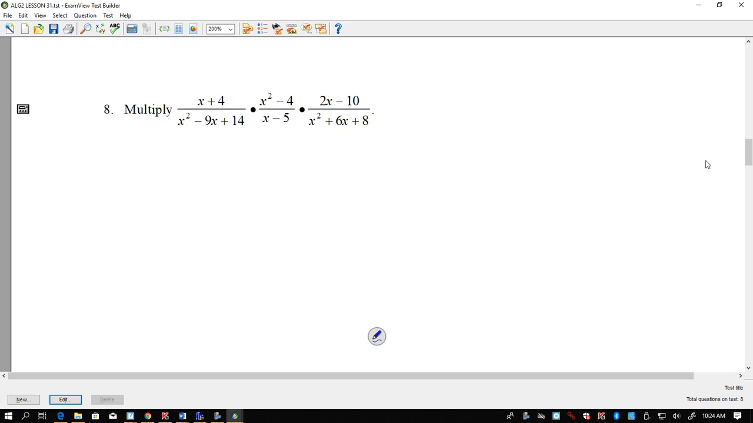Anytime I don't see that, I see an x squared, but I don't see an x, I'm looking for minus a perfect square. If I have minus a perfect square, I'm going to get a sum difference, right? The same thing. I've got x minus 5 doesn't reduce. Okay. What can I factor out of the numerator in the next one? 2. That's going to leave me with what? X minus 5.